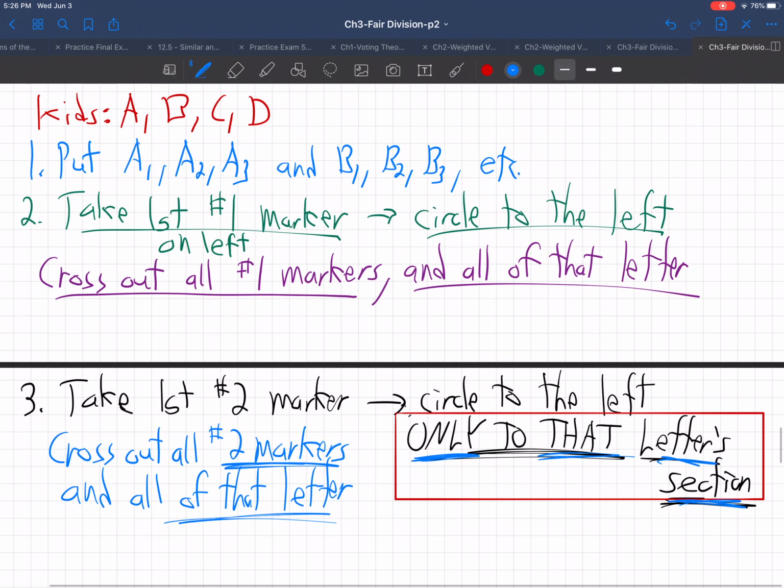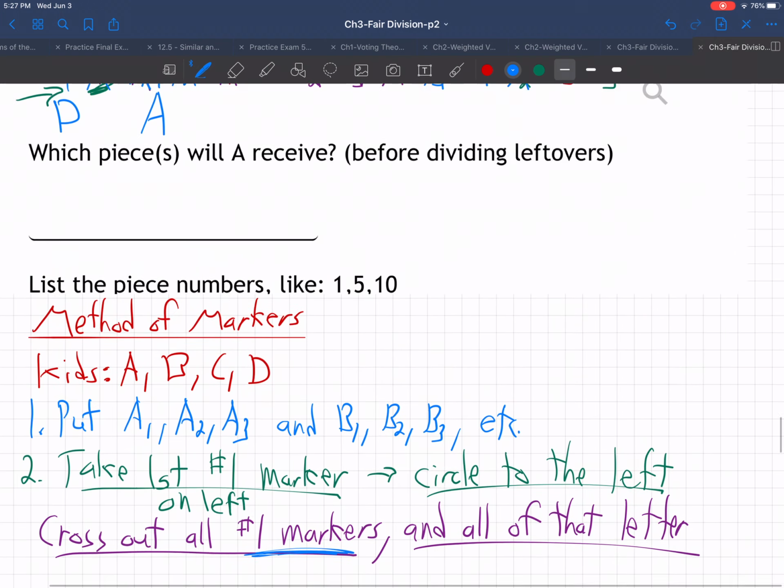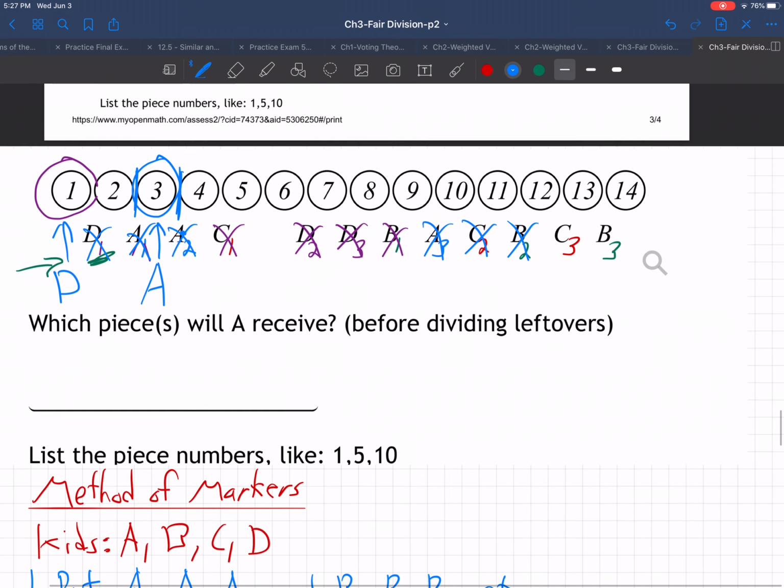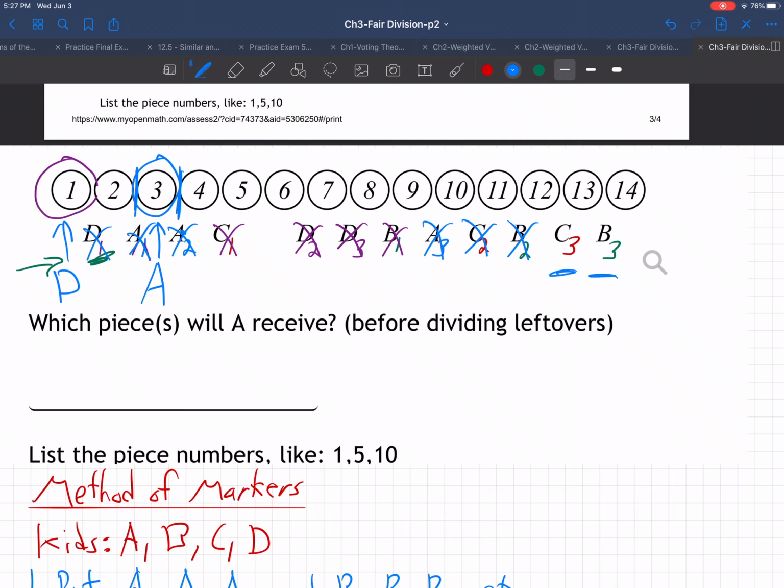Let's go back. So we've done the number 1 marker and we've done the number 2 marker. A and D have received candies. So all the number 1 and number 2 markers are crossed off and all A's and D's are crossed off. See how that is? All that's left is the number 3 markers for B and C. That's all that's left, because all the number 1 and 2 markers are crossed off and all of A and D are crossed off because they've already received their candy.